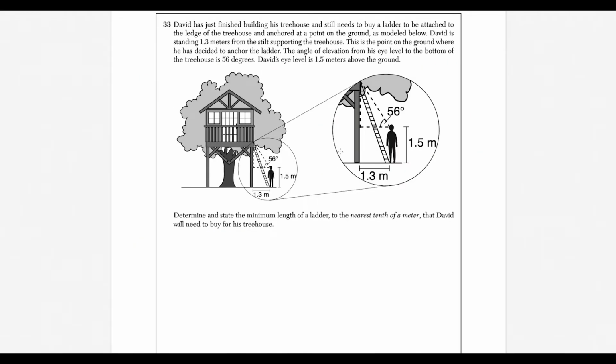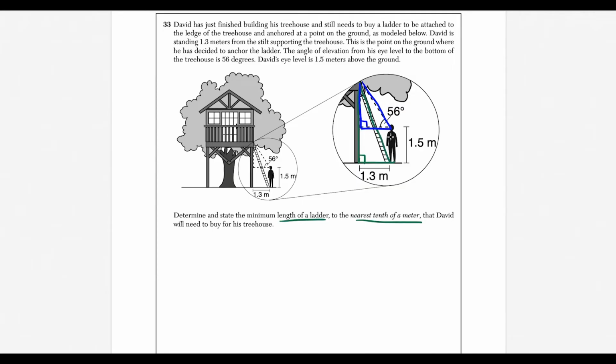For question 33, there's a lot to read here, but ultimately we want to determine and state the length of a ladder to the nearest tenth of a meter that David needs to buy for his treehouse. Now the ladder in the diagram they zoomed in here is this part that I'm highlighting in green. And notice that the ladder is part of this right triangle that I'm also drawing in green. But in order to find the length of the ladder, we need to focus on this right triangle first in blue, which corresponds to David's eye level in the context of this word problem.